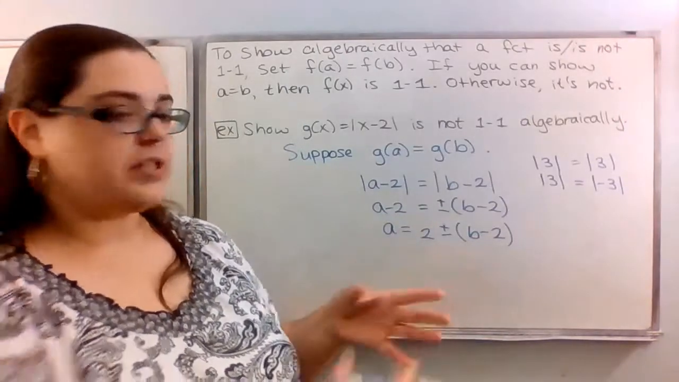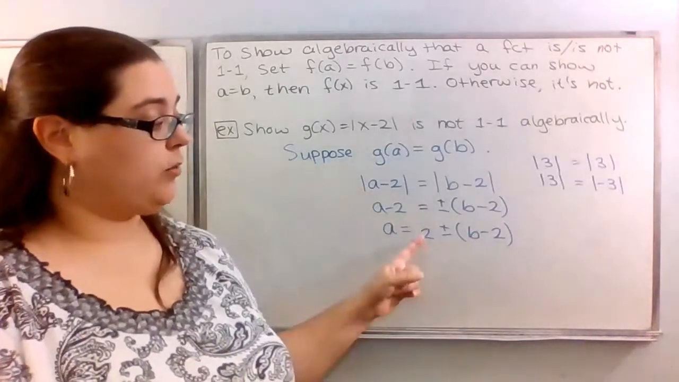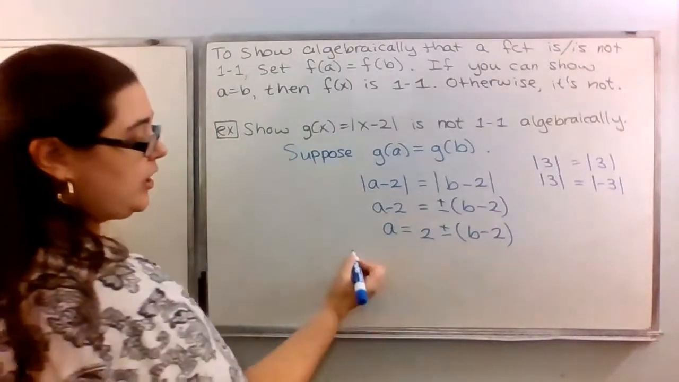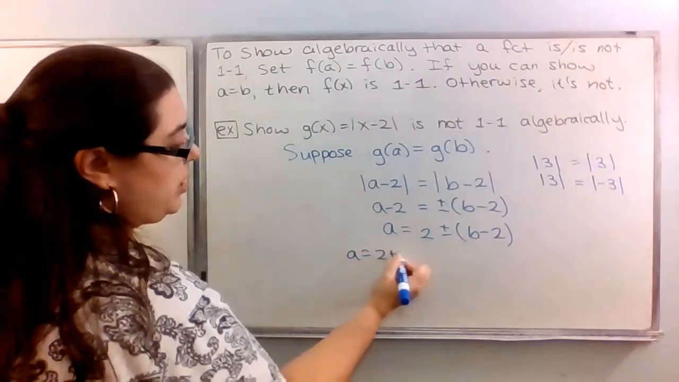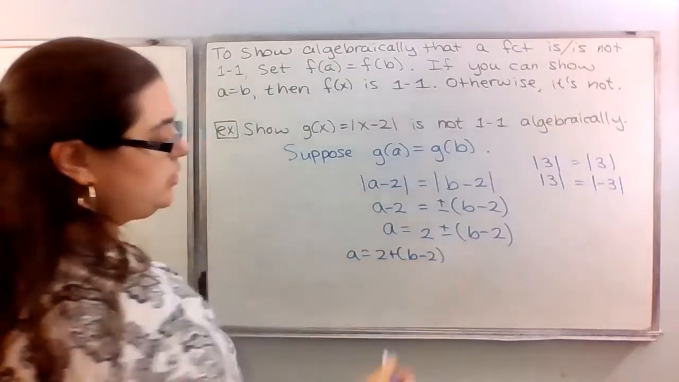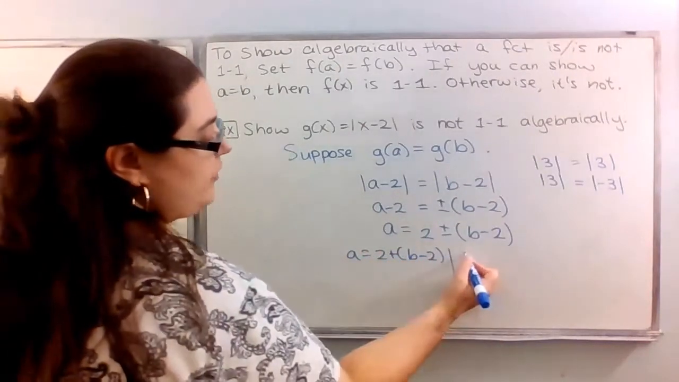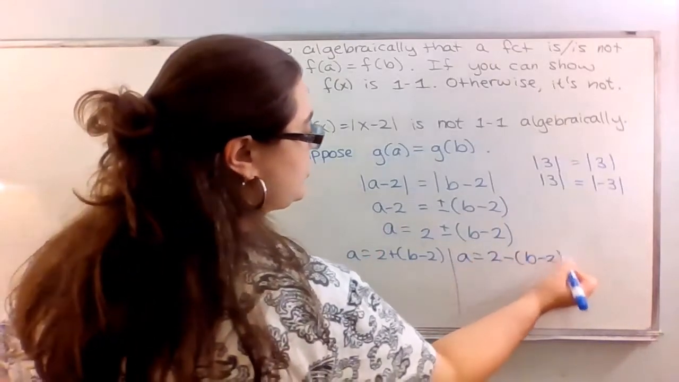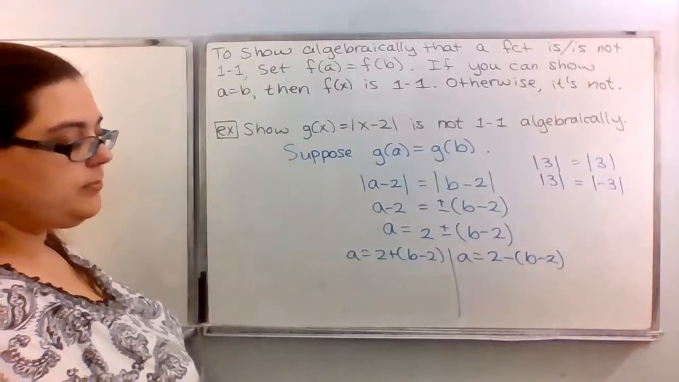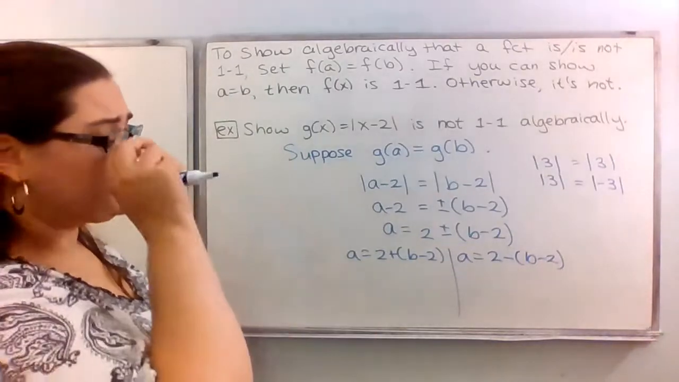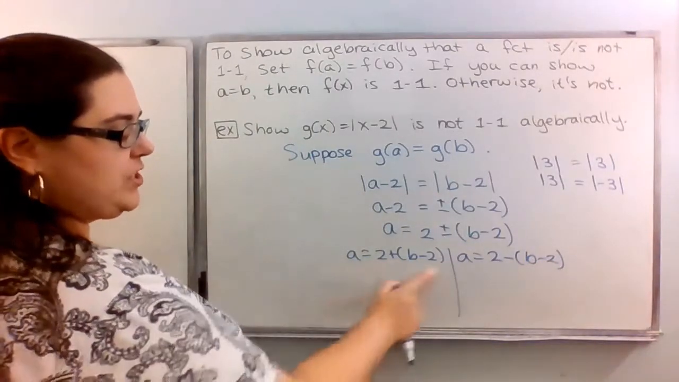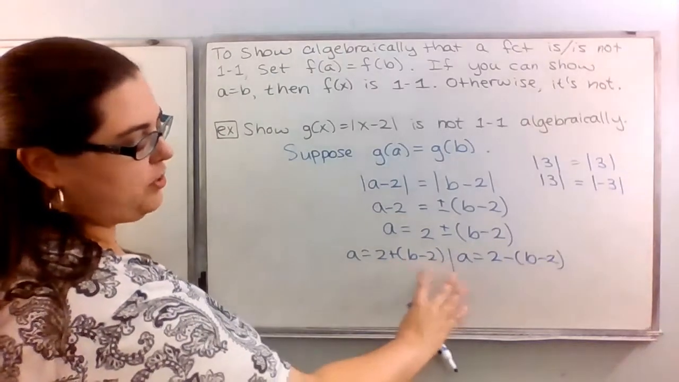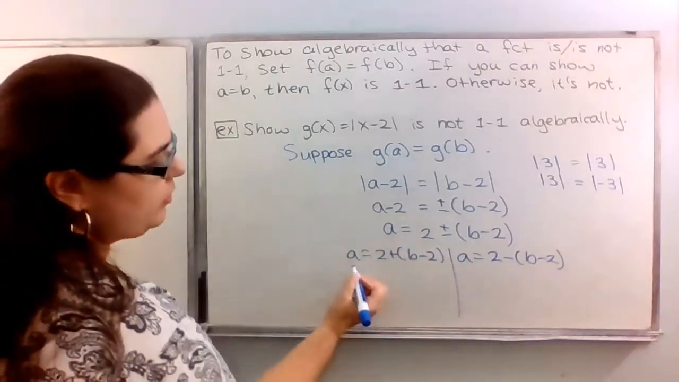So to do that, I'm going to split this up into 2 new equations, one where I have the plus and one where I have the minus. So I have a is equal to 2 plus b minus 2, and I have a is equal to 2 minus b minus 2. And then we just simplify those. So on the left-hand side here, because we have a plus, that means I don't need these parentheses, so I can rewrite without them.